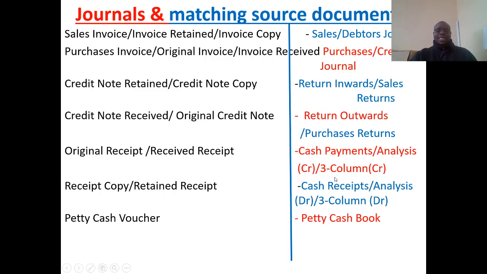Cash receipt journal, analysis cash book, and three column cash book, both on the DR side, get their information from the retained copy of the receipt or receipt copy. Then the petty cash book obtains its information from the petty cash voucher.